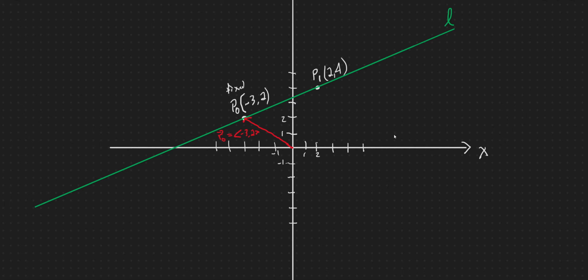Now, here's where it gets really cool. I also need a direction. If I can figure out the direction of this line, it'll be easy to recover the equation. So how can I find a vector in the direction of this line, a vector that's parallel to this line? So let me say here, vector parallel to L.